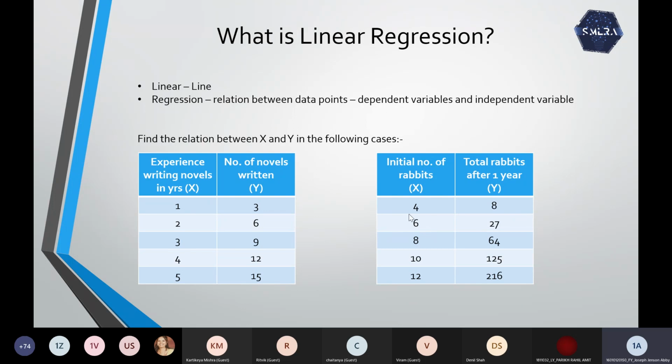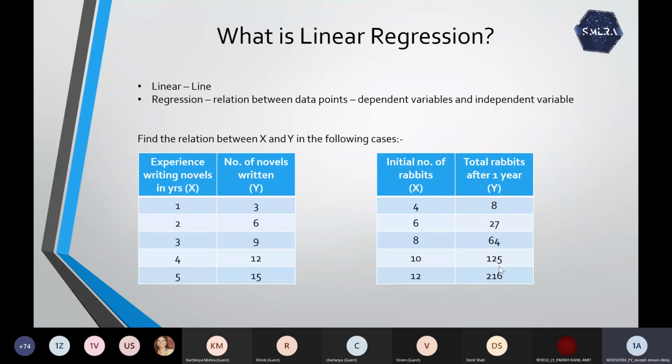They told me they have 6 rabbits initially, and after 1 year, the total number of rabbits they have is 27. Similarly, 8 gives 64, 10 gives 125, 12 gives 216. Can you tell me what pattern you notice between x and y? Can you write a relation where y is some function of x?